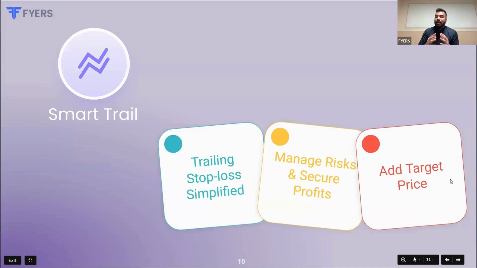And what we've actually added in is an add target price, which is one of a really requested feature. And here the key feature is this allows you to predefine a desired exit price, giving you greater control over your trade, ensuring that you maximize the potential gains. So this is how Smart Trail works.